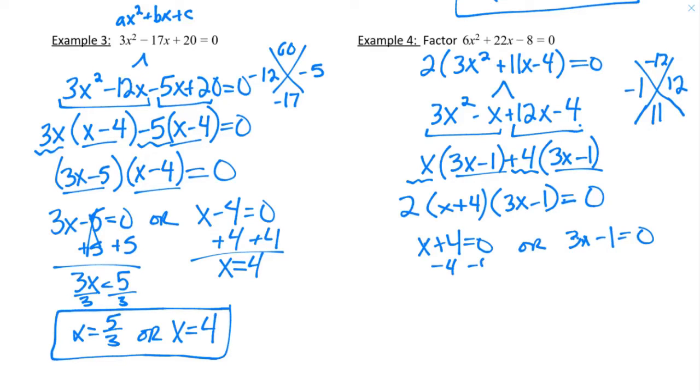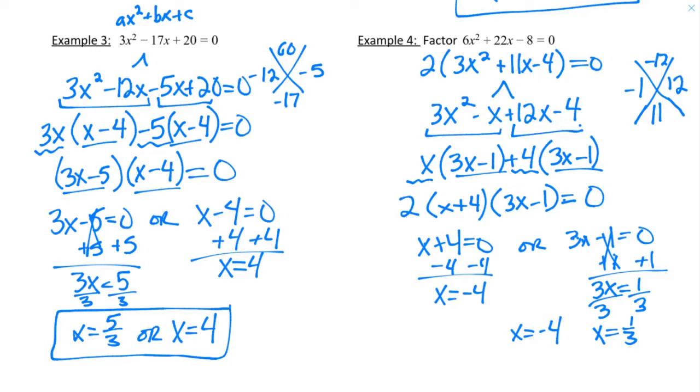One of those 2 binomials is going to have to equal 0. So we'll solve both of those separately, getting negative 4 for our first solution, and 1/3 for our second solution. So we know that x must be equal to negative 4 or 1/3.